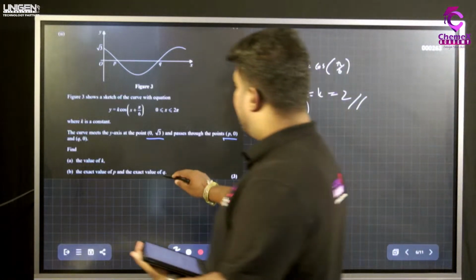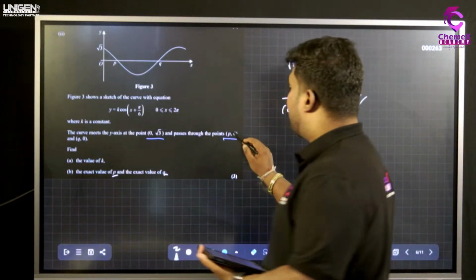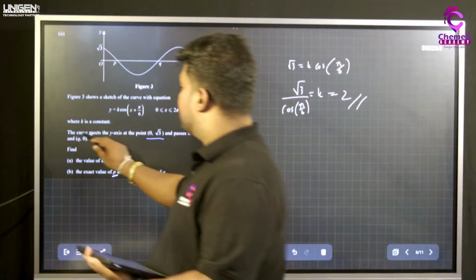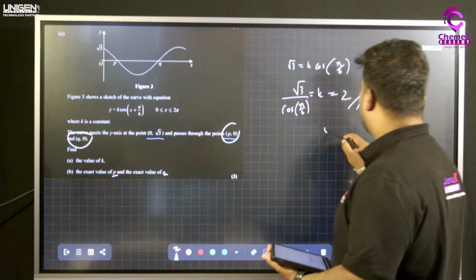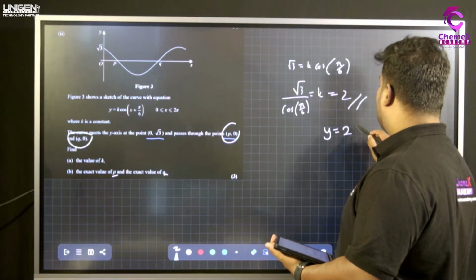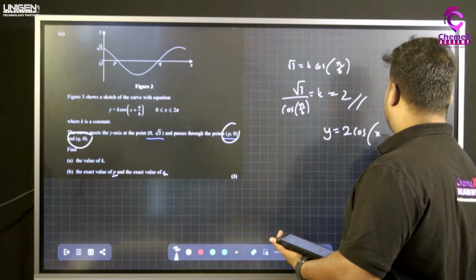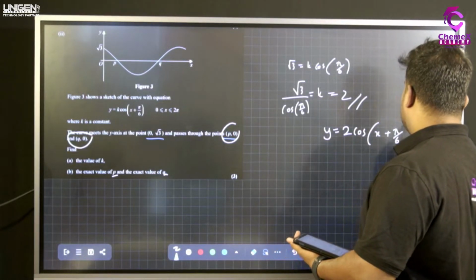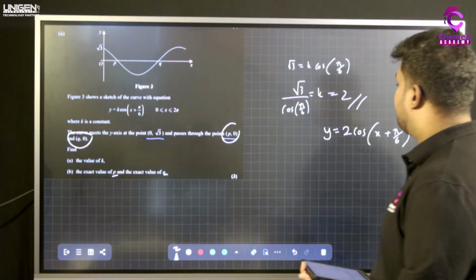Find the value of P and Q. P and Q are what? It passes through this and this. So now you know the formula: y equals 2 cos(x plus pi over 6). So when y is 0, what is it?